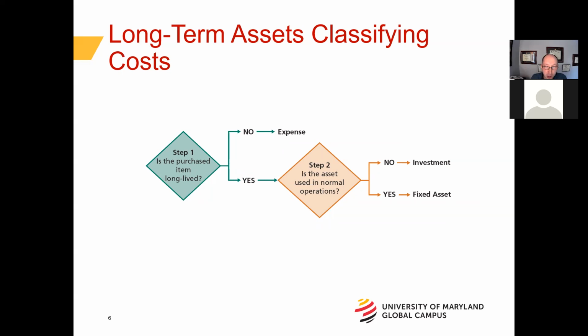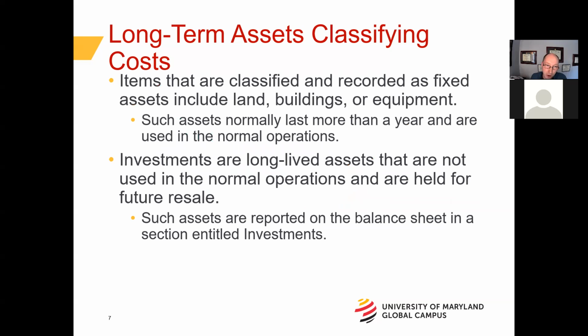Sometimes you might run across a question that might say, the company purchased a piece of machinery as a backup to their current machinery. Is it a fixed asset or an investment? Well, it'll be classified as an investment in that situation because it's not used in day-to-day operations. It was purchased as a backup. Right? Once in a while, you run into weird situations like that.